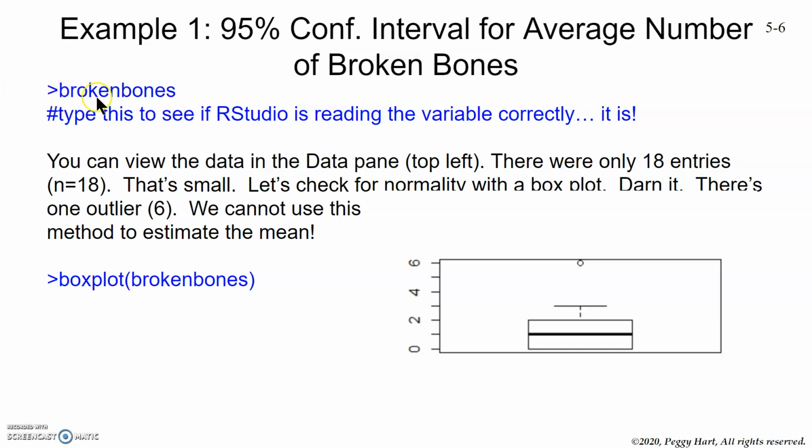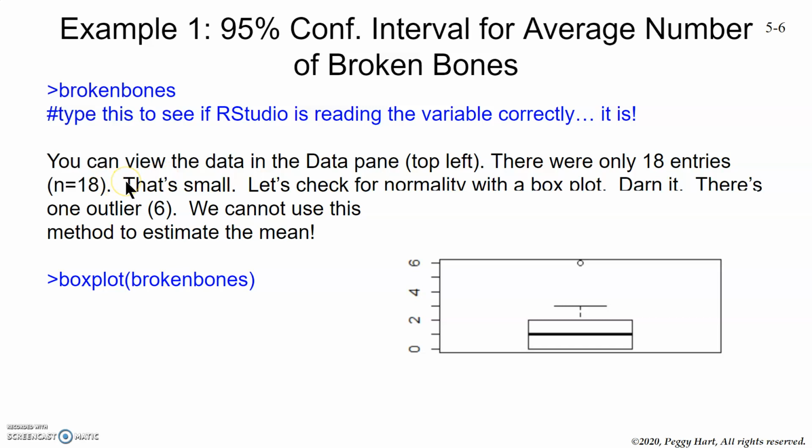the name of the variable, like broken bones, just to see if RStudio is really reading the variable correctly. If you type that, it should all of a sudden return a list of all the different numbers of broken bones. It'll be like 3, 0, 3, 1, blah, blah, blah. It's a really good check to make sure that RStudio is reading your variable.